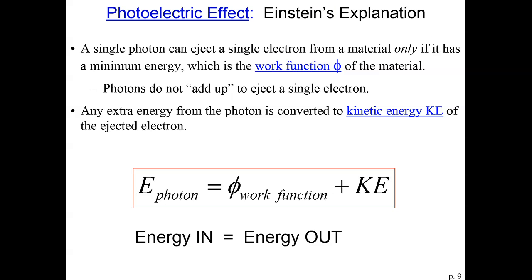We can work out the kinetic energy of the electrons by using the conservation of energy. The energy of the photon is used both to ionize the surface, overcoming the work function of the surface, and the remaining energy is put into the kinetic energy of the electron. So the photon energy is equal to the work function plus the kinetic energy of the electron. That means in the following question, we can give you 2 of the 3, and you can solve for the third.